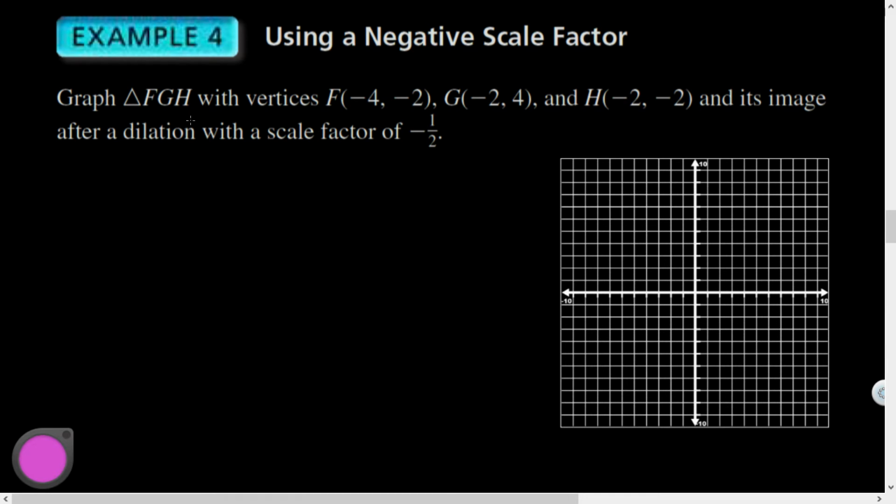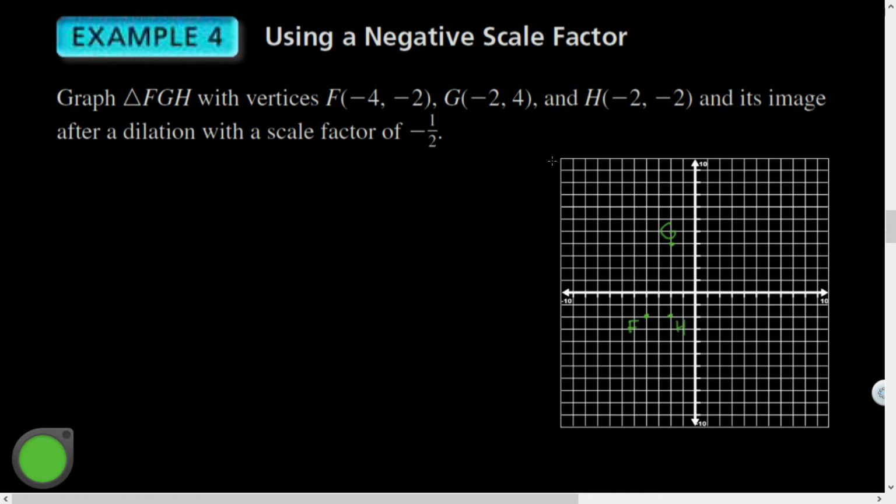Let's see, triangle FGH with vertices F, G, and H, and its image after a dilation with a scale factor of -1/2. All right, let's see how quick I can plot these points. You guys are expert plotters now. (-4, -2), right there is point F. Like so, G is -2, up 4, and H is (-2, -2), with the H there to represent.